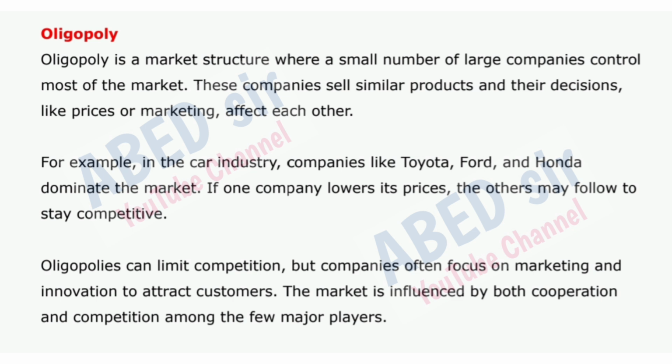For example, in the car industry, companies like Toyota, Ford, and Honda dominate the market. If one company lowers its prices, the others may follow too, to stay competitive. Oligopolies can limit competition, but companies often focus on marketing and innovation to attract customers. The market is influenced by both cooperation and competition among the few major players.